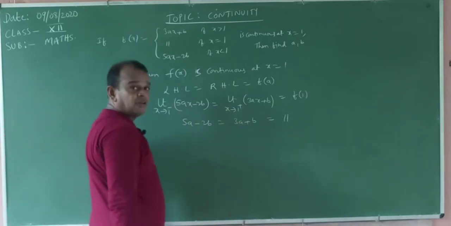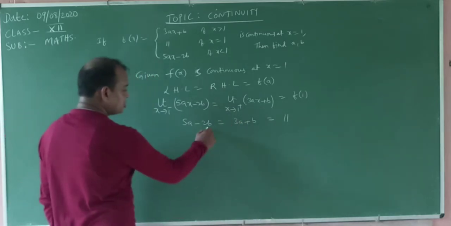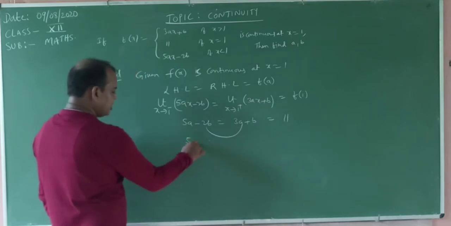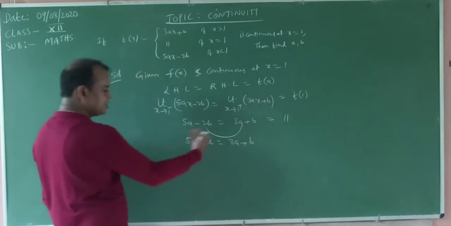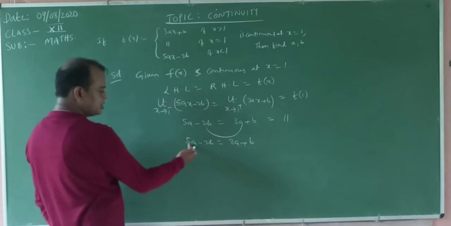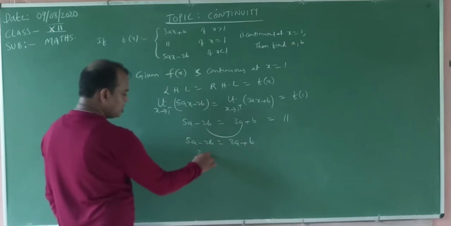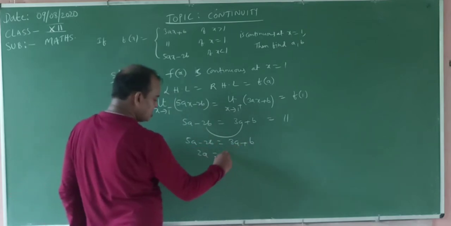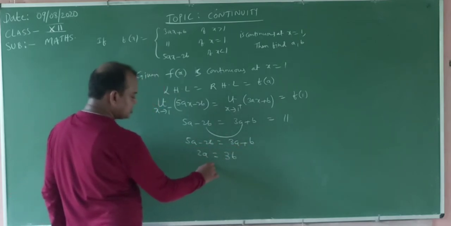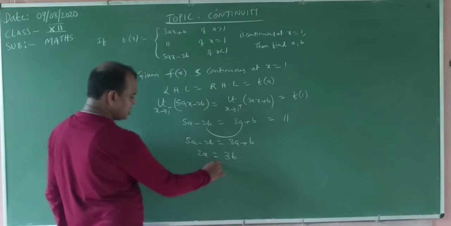One relation between a and b we can find. First of all, these two equal: 5a minus 2b is equal to 3a plus b. Taking 3a to this side, 5a minus 3a means 2a is equal to minus 2b on that side plus b, that is 3b. Now a is equal to 3b by 2.